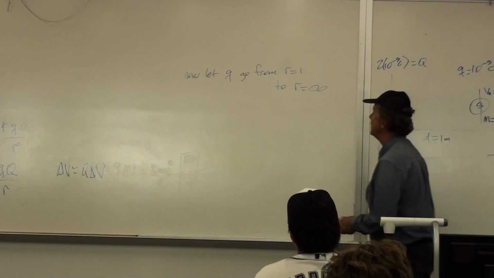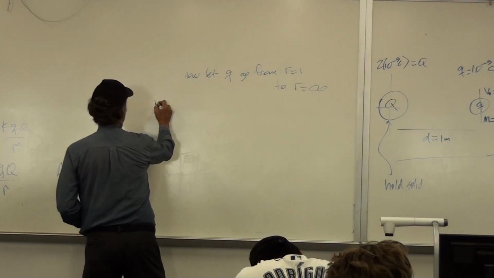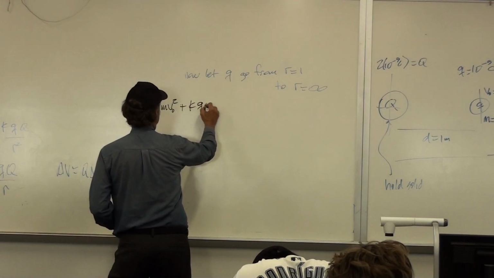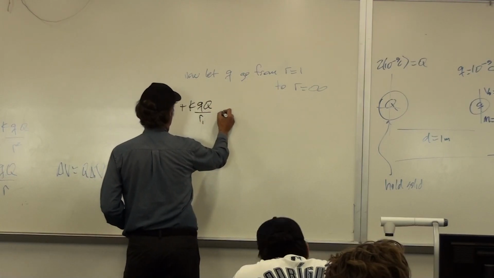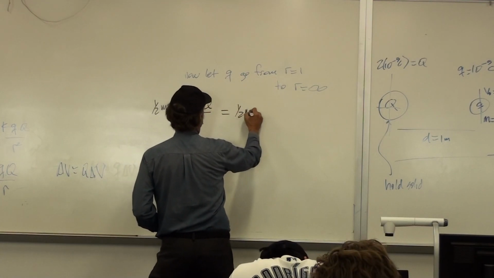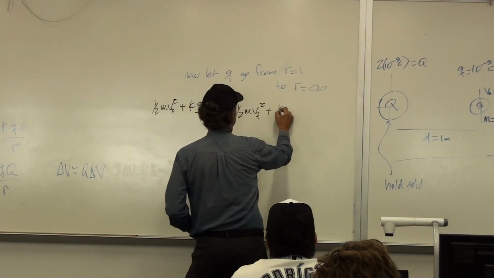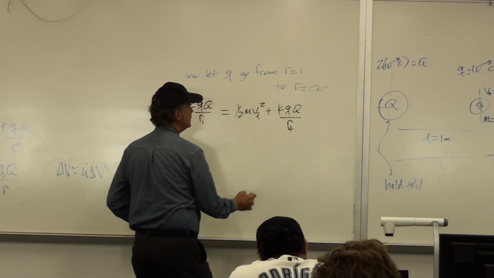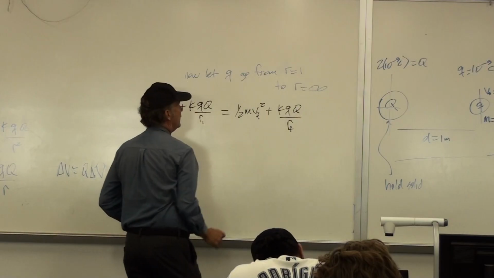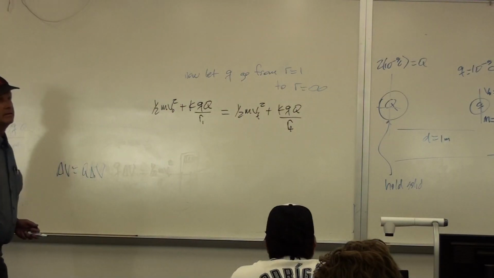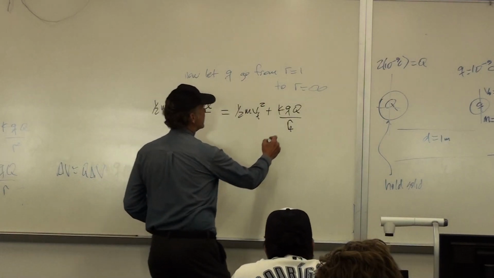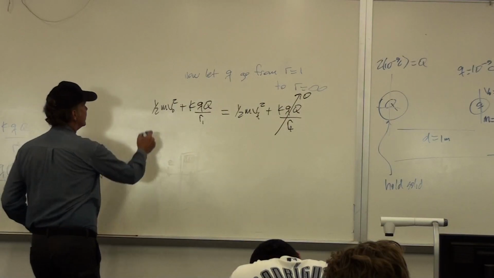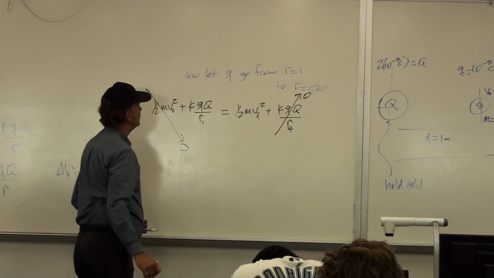See which terms are going to be relevant. 1/2 mv naught squared plus k little q big Q over R1 equals 1/2 mv final squared plus k little q big Q over R final. So in this case, what's going to happen to this last term? That'll go to 0 in the limit as R final goes to infinity. So that's 0, and this one was already 0 because we started from rest.